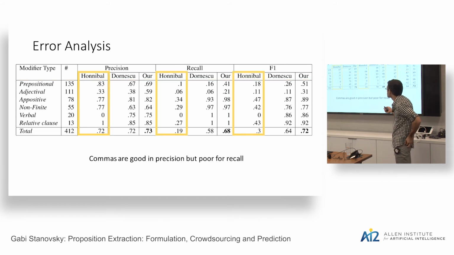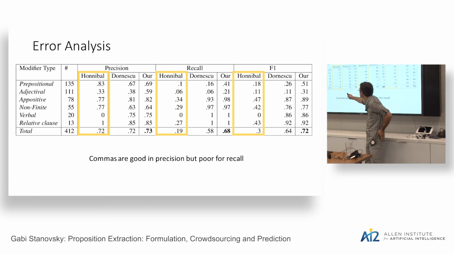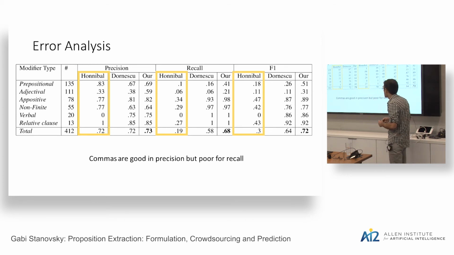If we look at commas, commas are good for precision. So we can see that it does pretty well in precision. So if you have commas separating a modifier, it tends to be indeed non-restrictive. But on the other hand, recall is very small. So you do miss a lot of the true cases, because you classify them as non-restrictive, which leads to a fairly bad performance on our corpus.